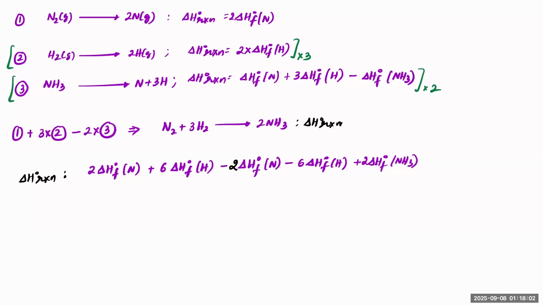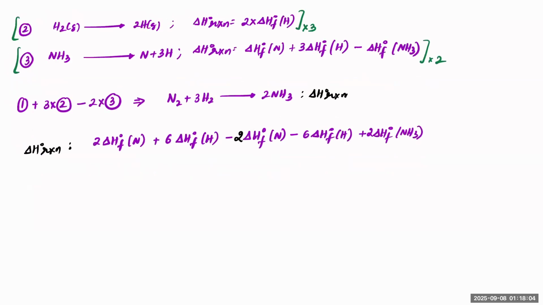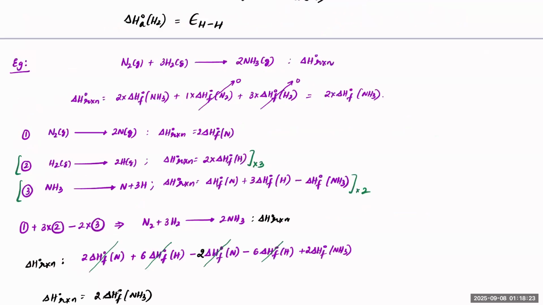Correct? So what have you noticed? This 2 and this 2 will get cancelled. This 6 and this 6 will get cancelled. So delta H of the reaction is the same as 2 times delta H of formation of ammonia. Is that clear? I'm just trying to prove the same point we got earlier, isn't it? Delta H of the reaction is 2 times delta H of formation of ammonia.